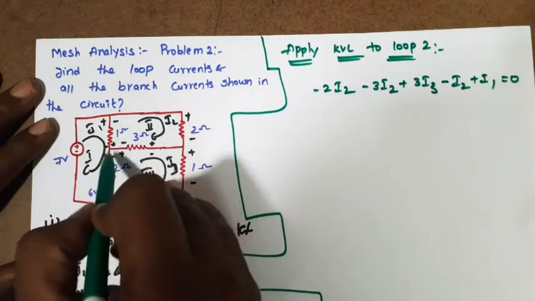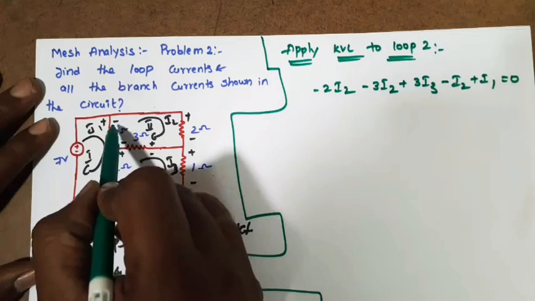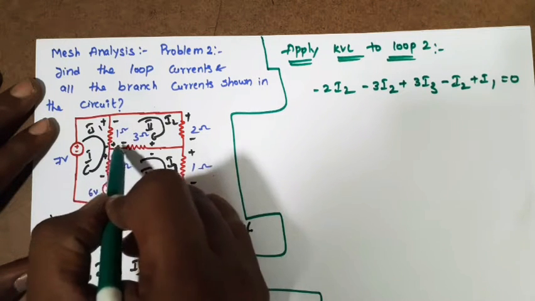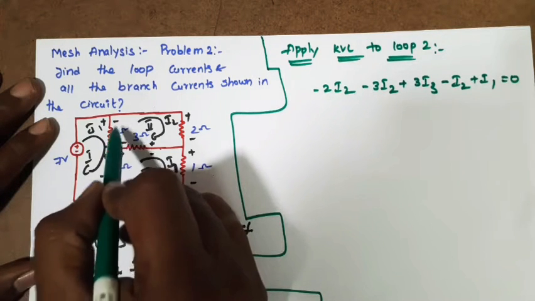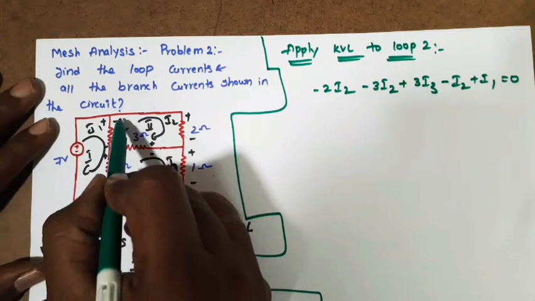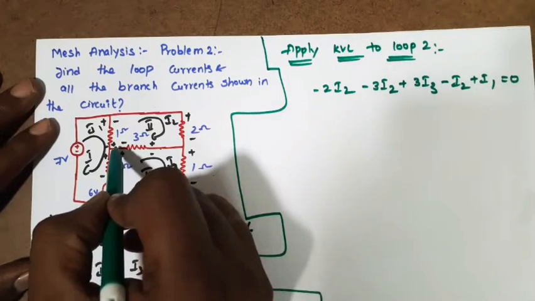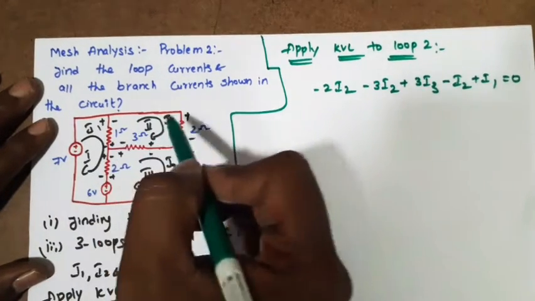So in this loop too, the signs for this 1 ohm resistor is plus minus, so we can take this plus minus. In this, the I2 current is entering the positive terminal and leaving the negative terminal, and the I1 current is entering the negative terminal and leaving the positive terminal. Now I think you clearly understand the equation.